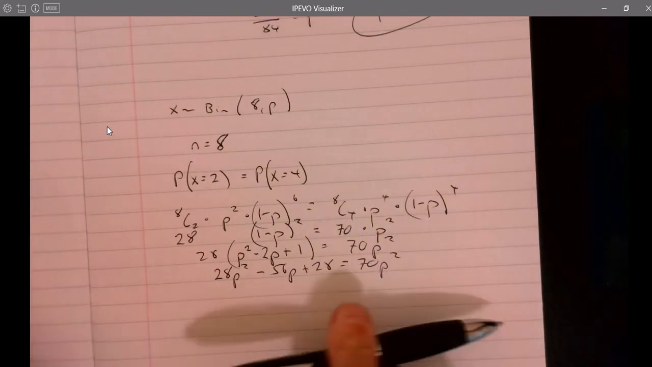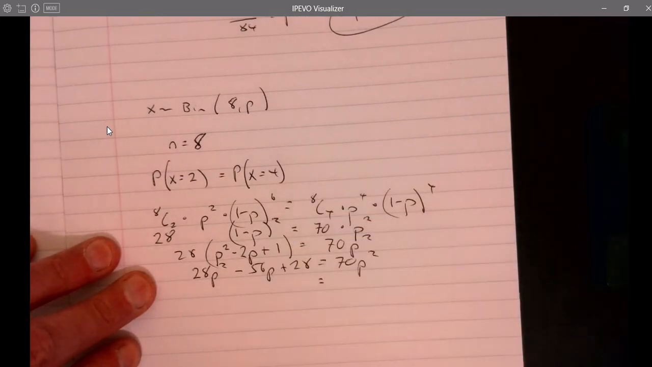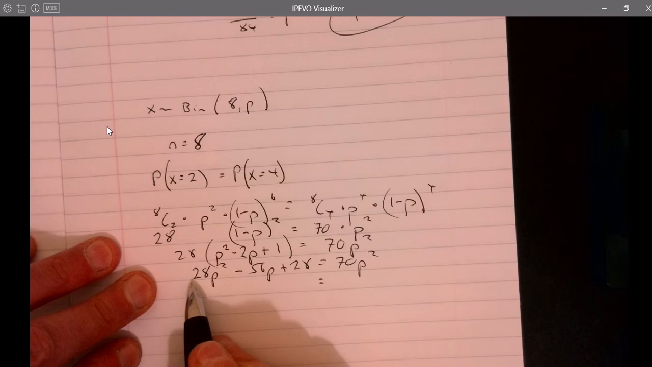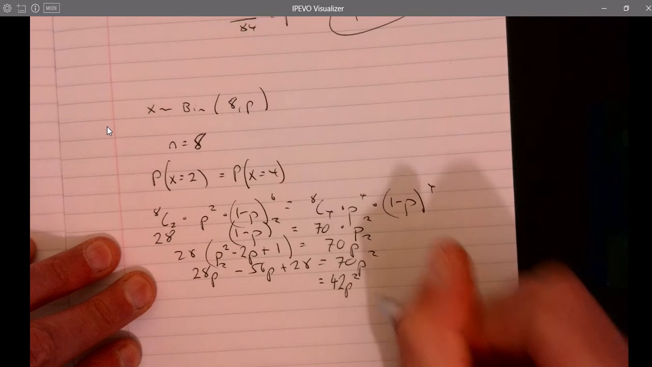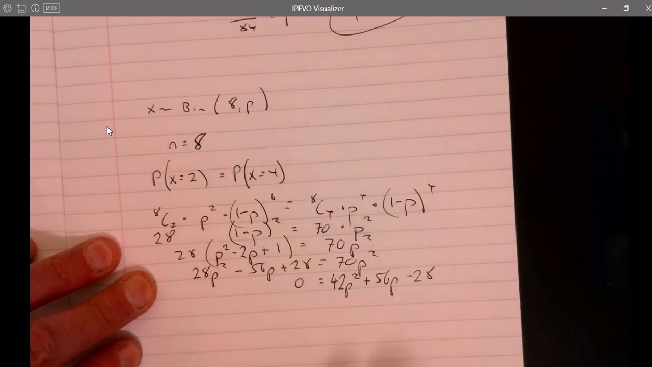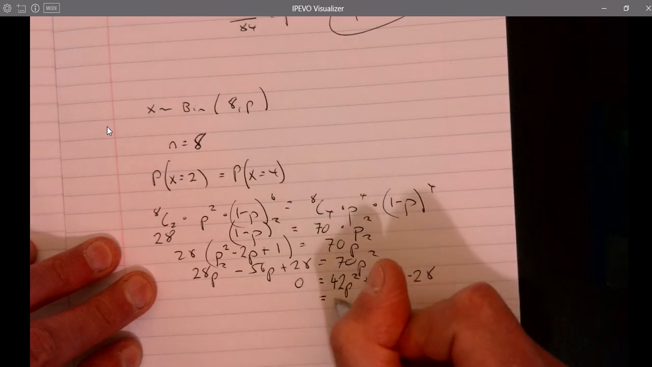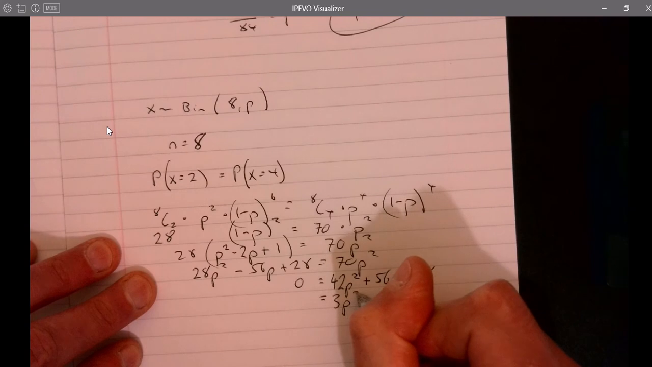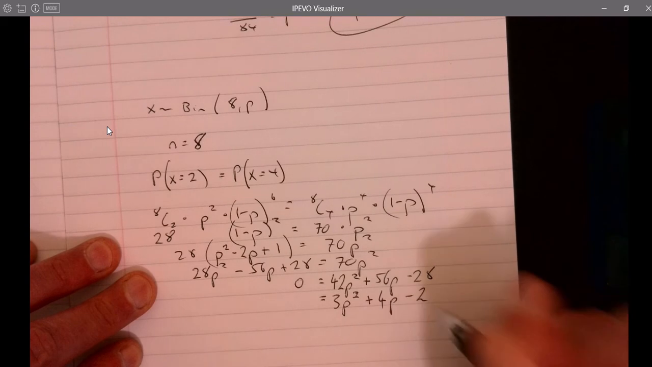Let's take everything over onto the right hand side, so we haven't got a negative in front of the p squared. So 70 take away 28 is 42p squared. Add 56p to both sides, take away 28, and then that all equals 0. Common factor is 14. 14 goes into that 3 times, goes into that 4 times, goes into that twice.